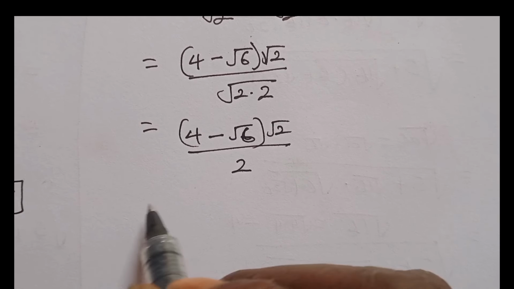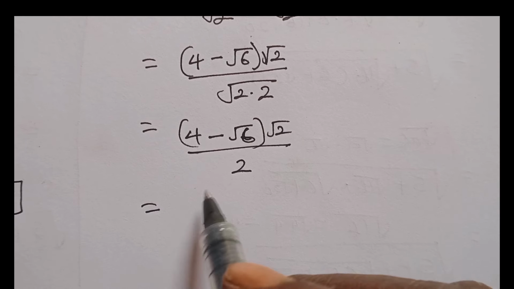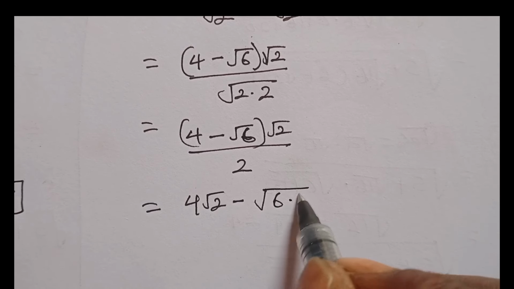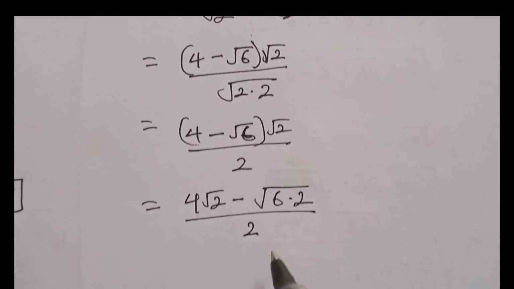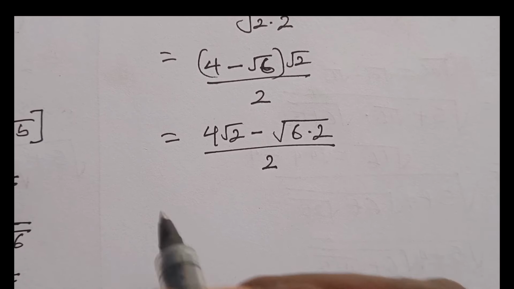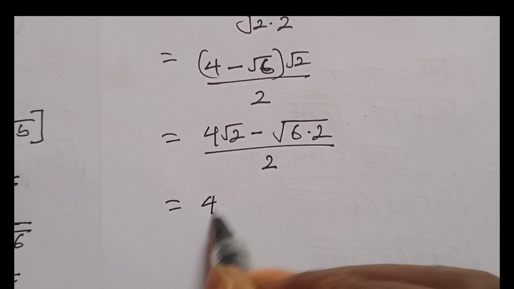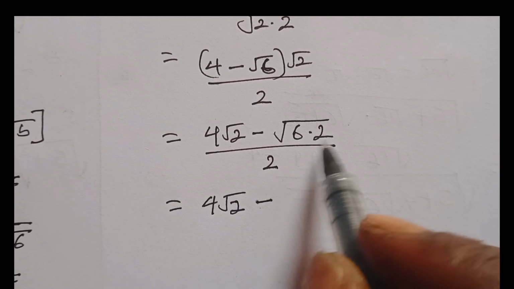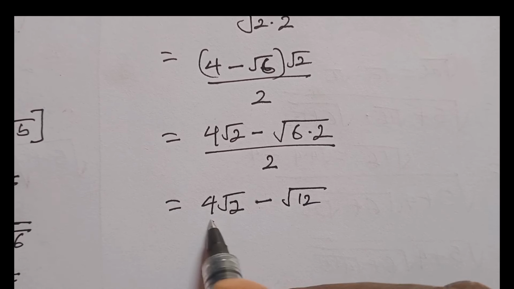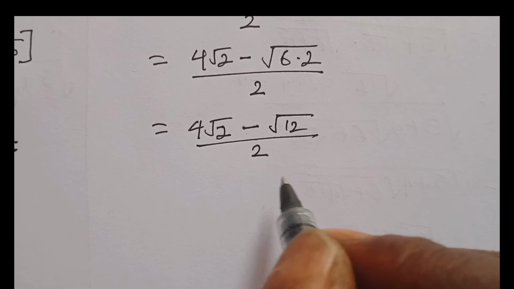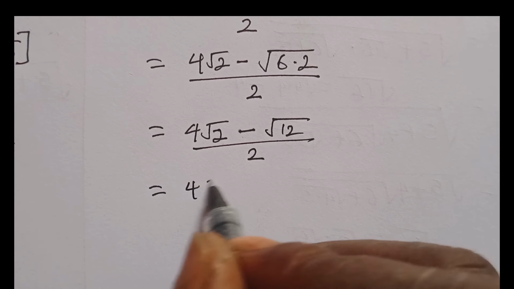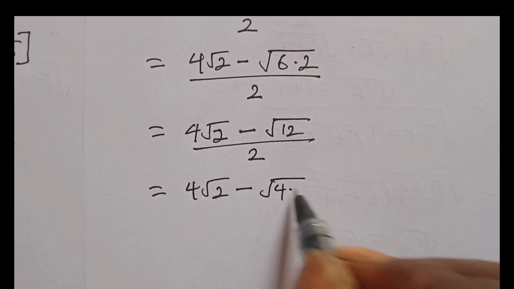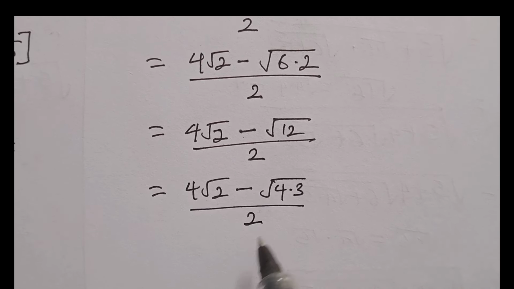Now, let's use the square root of 2 that we have at the numerator to open the bracket. Square root of 2 times 4 will give us 4 square root of 2, minus square root of 6 times square root of 2, that will give us square root of 6 times 2. We now have 4 square root of 2 minus square root of 12, divided by 2. Moving forward, we can split 12 into 4 times 3, that will give us square root of 4 times 3, everything divided by 2.